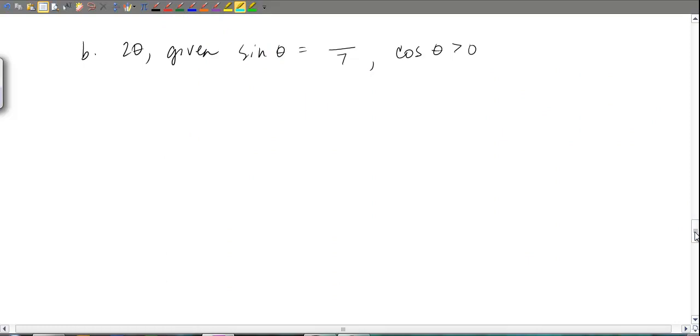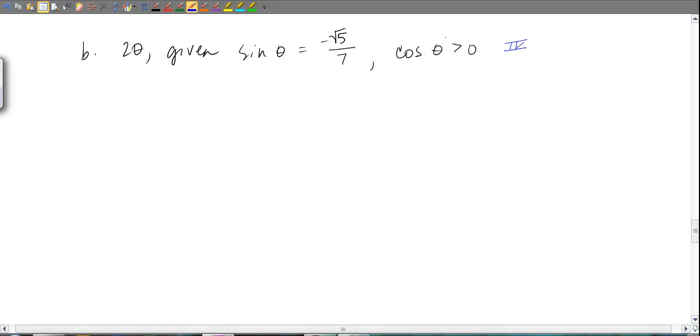Again, the instructions are the same. I want to use identities to be able to find the sine and cosine of 2 theta this time. And I know that sine is negative, cosine is positive, so if that's the case, then I need to be down in quadrant 4, because that's where cosine is positive.